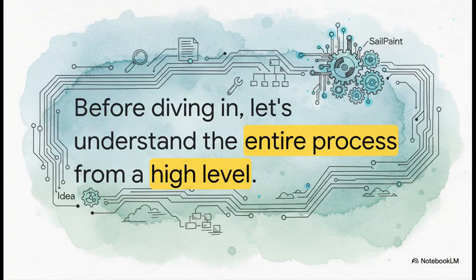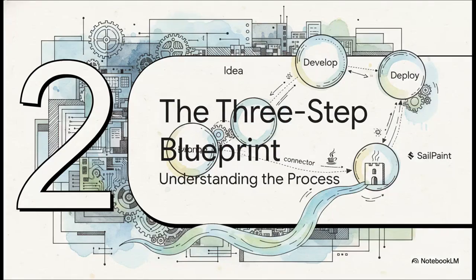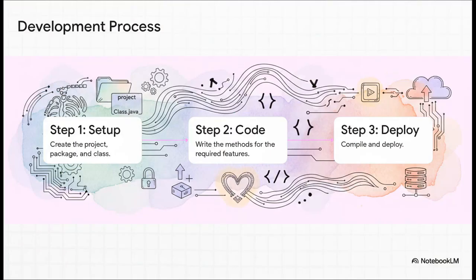Okay, before we get our hands dirty with the code, let's take a step back and look at the big picture. Seeing the whole forest before we start looking at the individual trees. It'll give all our first steps the context they really need. The whole process, from that first spark of an idea all the way to deployment, it really just comes down to this simple 3-step blueprint. This is the core framework for everything. So let's break that down.